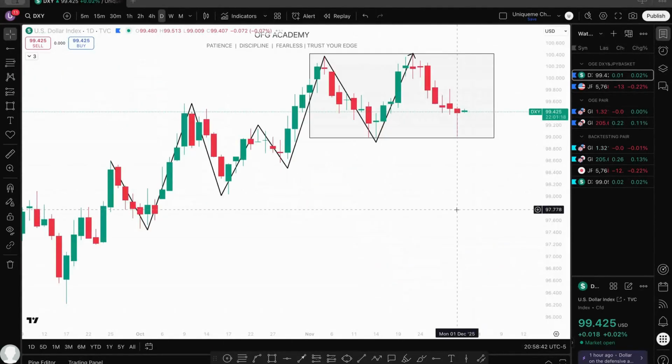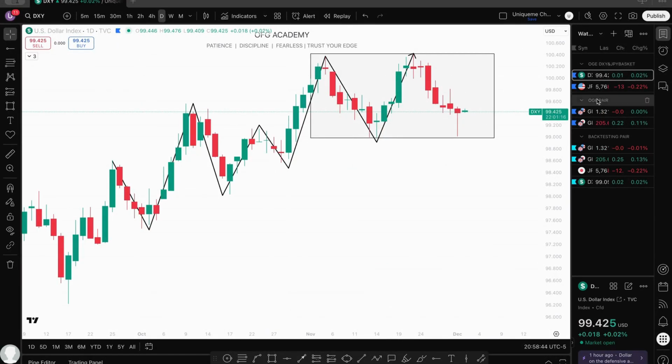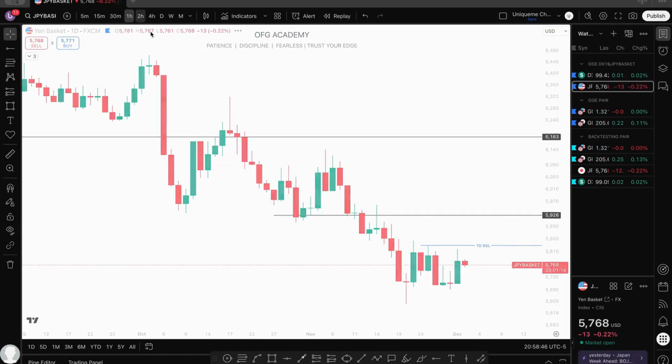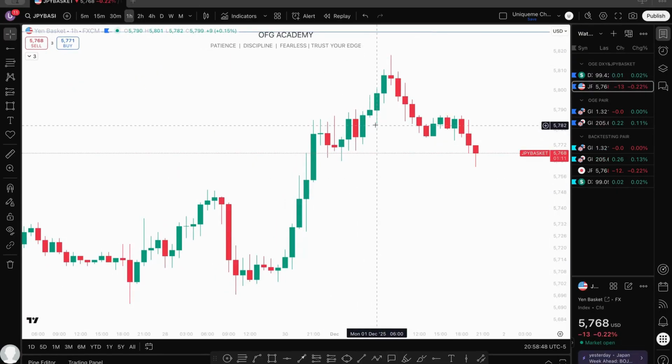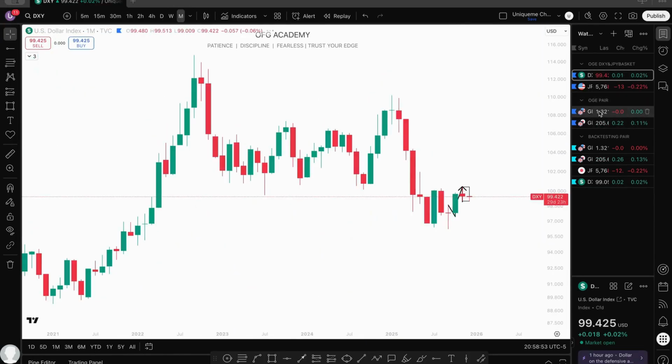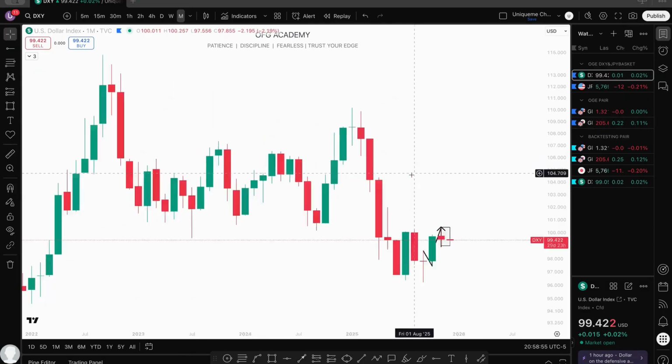So we're doing some analysis on DXY and JPY basket to enable me take a trade. Oh, I missed the setup. It's not the right time to take a trade, for either of my two pairs, GBPUSD and GBPJPY.